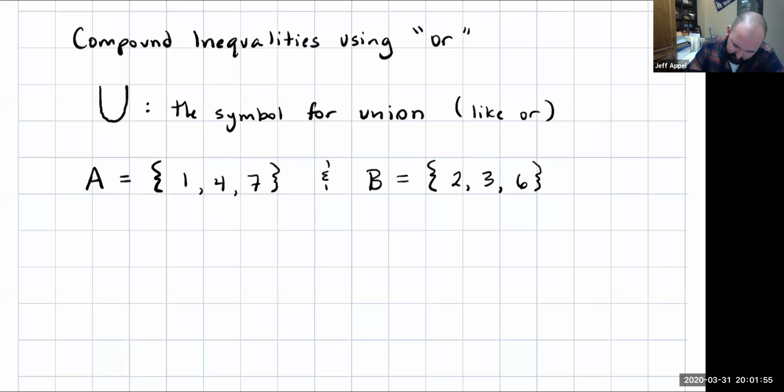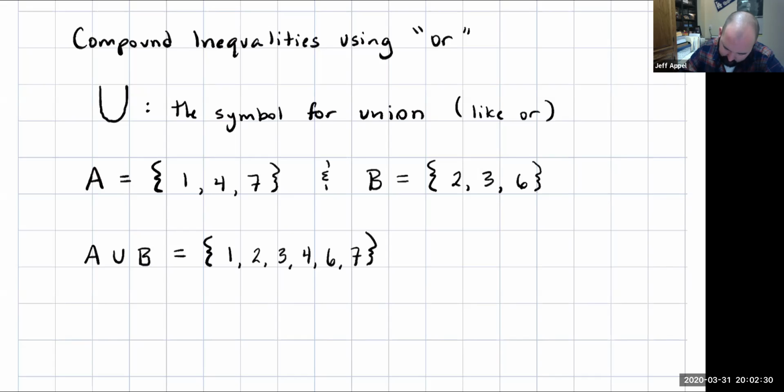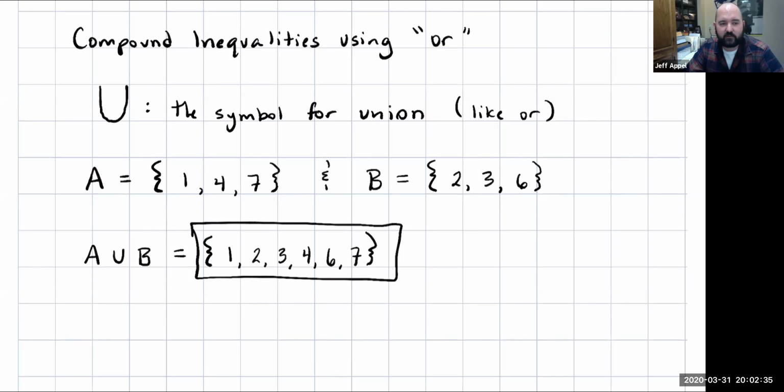But if I ask you instead to find the union of the two sets, then I'm asking you to write down everything that's represented in both of the sets. Now, you could put these items in any order. We don't really worry about order when they're listed out, but generally you'll see them in numerical order or potentially alphabetical order as the case may be. So I would write my solution as the numbers 1, 2, 3, 4, 6, 7. That would be our solution. So it's everything from both sets.